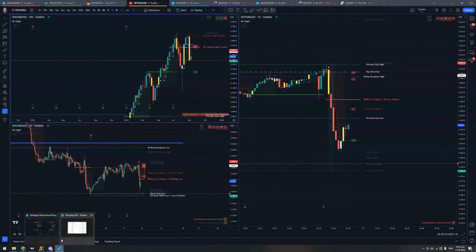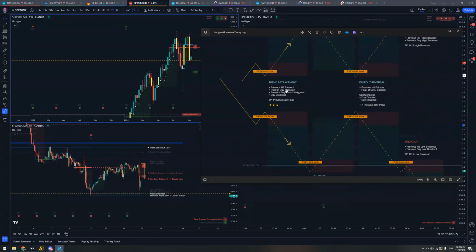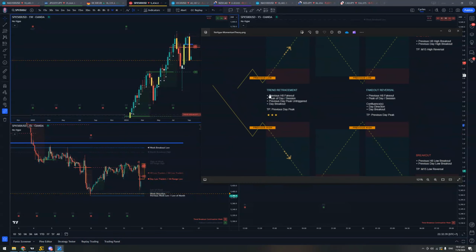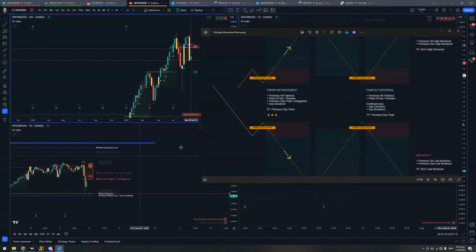Trend retracement setup is, this is a daily trend retracement setup, but on the weekly, I'm looking for a previous day high fake out, which I got right here. High of the week. It is the high of the week. Previous week low is untriggered and going in the direction of the week breakout level. And we are underneath the week breakout low. So this is a trend retracement setup on the weekly.